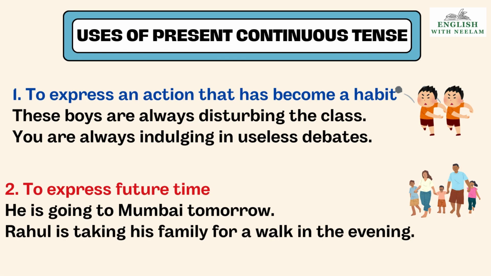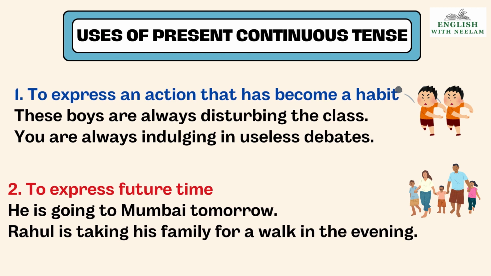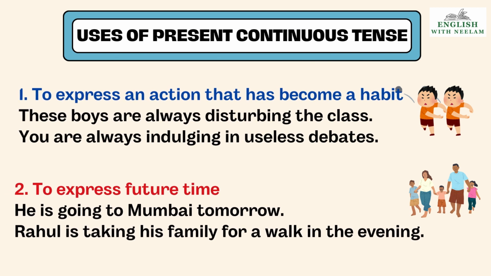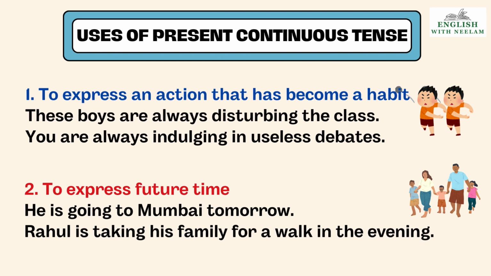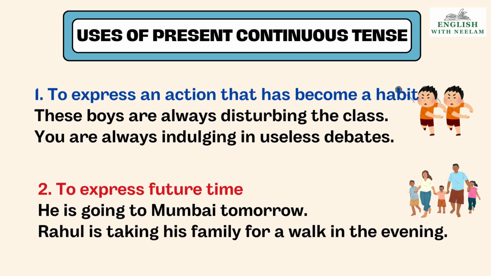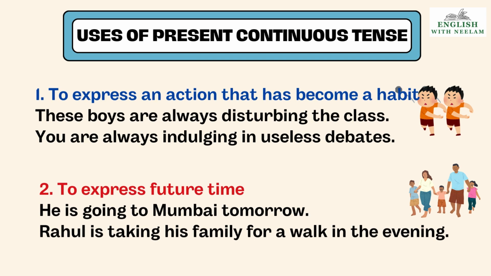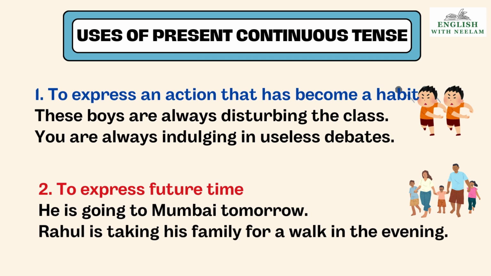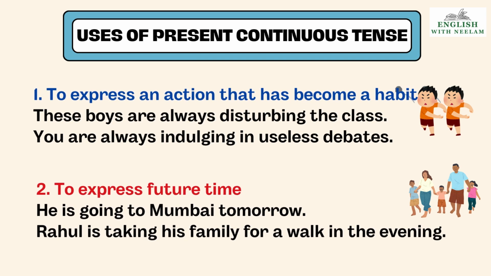Dear children, when do we use present continuous tense? Let us talk about that. First is to express an action that has become a habit. See the examples. These boys are always disturbing the class. You are always indulging in useless debates. Next is to use future time.